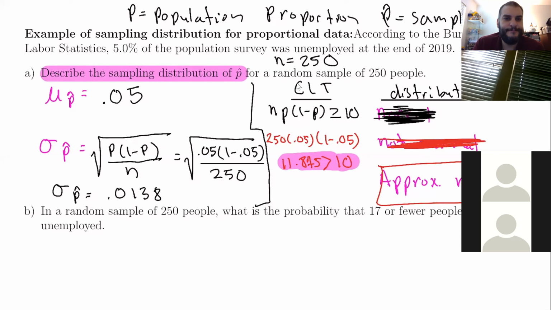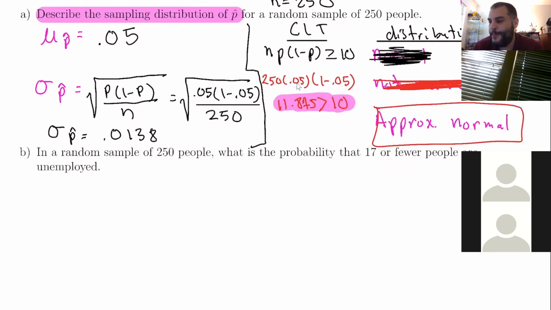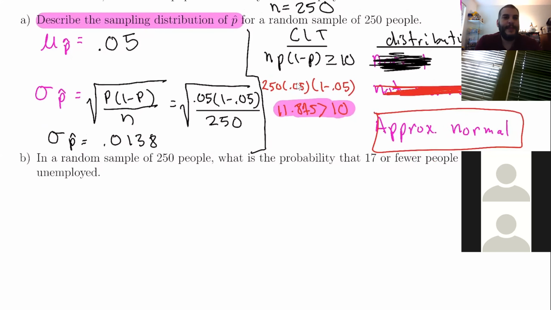All right, so let's go on to B. If you look at B, it says in a random sample of 250 people, what is the probability that 17 or fewer people are unemployed? So you have 250 people, and they want to know the likelihood that 17 out of the 250 people or fewer than 17 are unemployed.